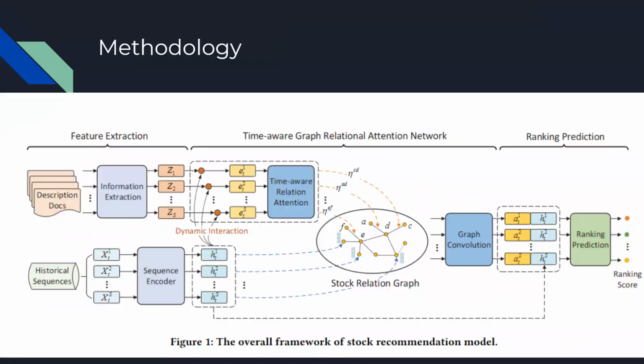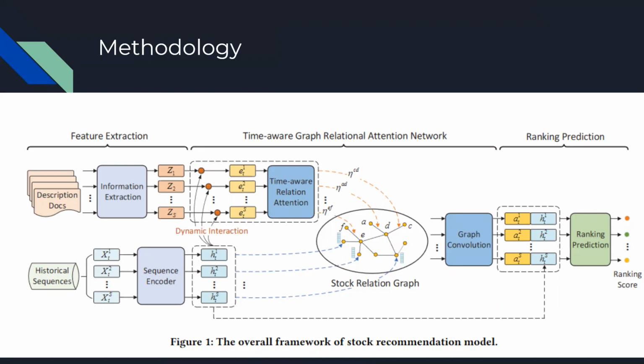Moving into the methodology section, we see the overall model. This model is broken into three sections. First is the feature extraction section. Next is the time-aware graph relational attention network, or TRAN section. And then finally is the ranking prediction.